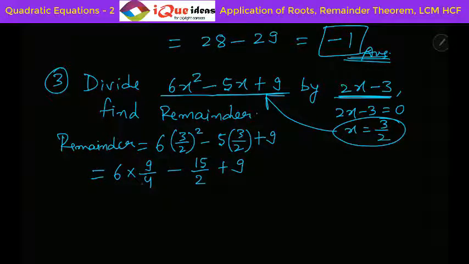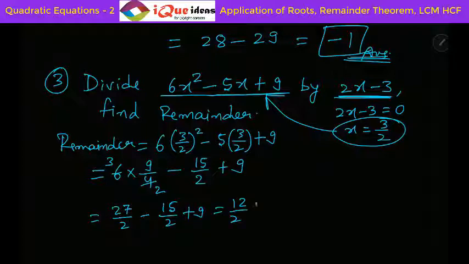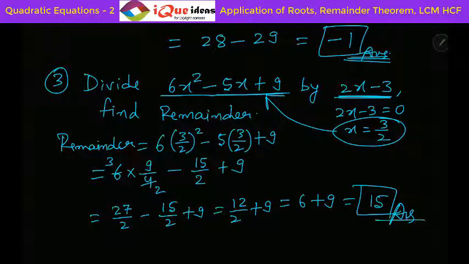Alright. Now 2 cancels 4 2 times and 6 3 times. So this gives us 27 by 2 minus 15 by 2 plus 9. Now 27 minus 15 will become 12 by 2. So it is 12 by 2 plus 9. Now 12 by 2 is 6 plus 9, that is equal to 15. Right? So the answer of this question is 15.